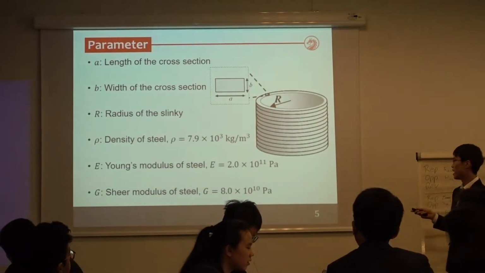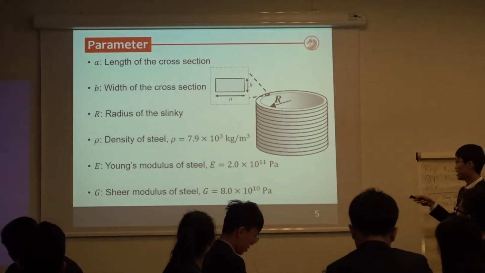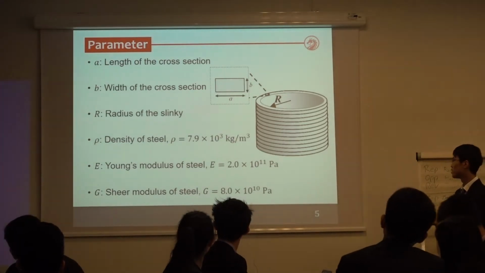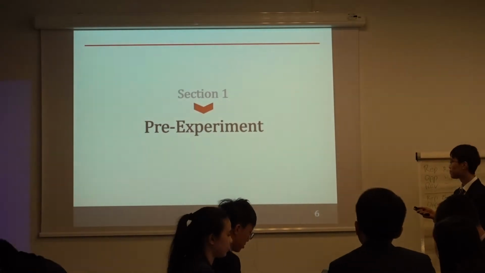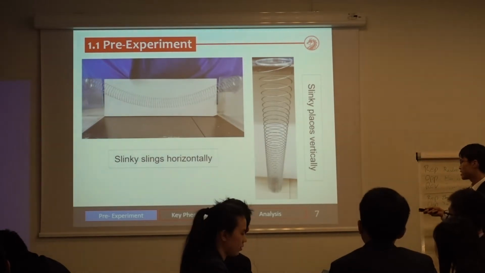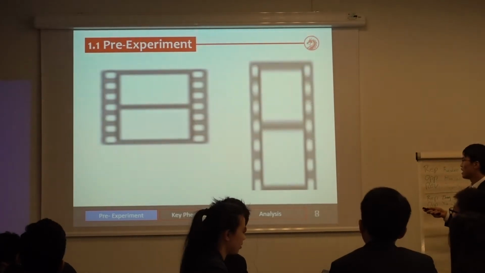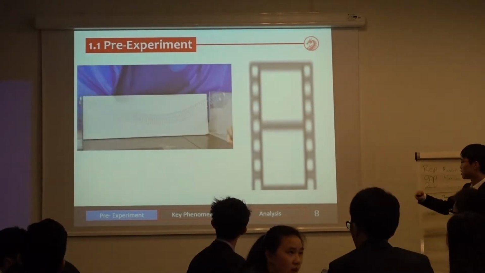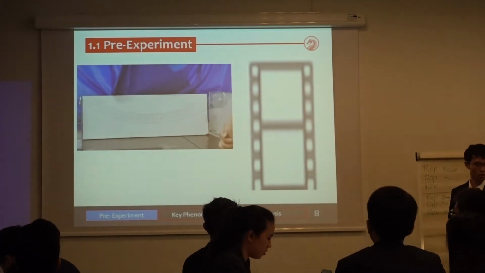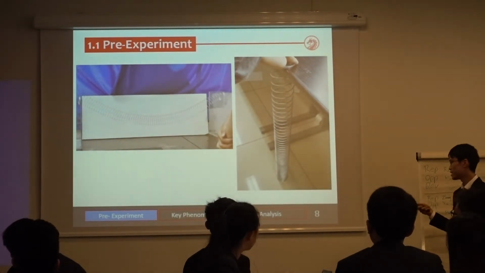Here the parameters are defined. A is the length of the cross-section, B is the width of the cross-section, R is the radius of the slinky, rho is the density, E is Young's modulus, and G is the shear modulus. And here are my experiments. I discuss this problem in two parts. First, the slinky hangs horizontally, and then the slinky is placed vertically, as shown in the picture. And here's my video for the experiments. You can hear the sound afterwards.